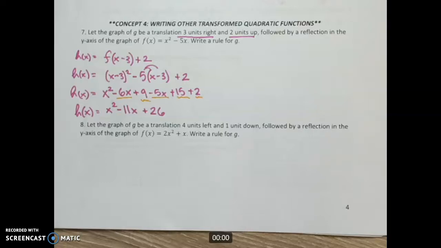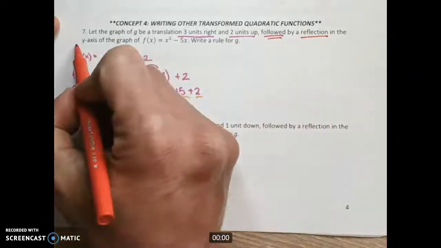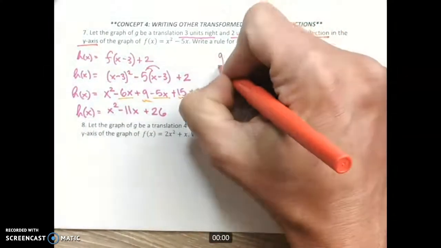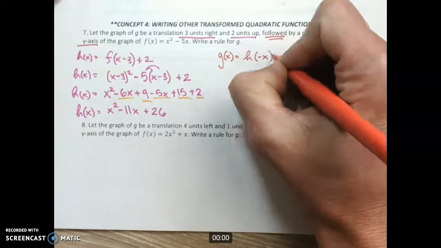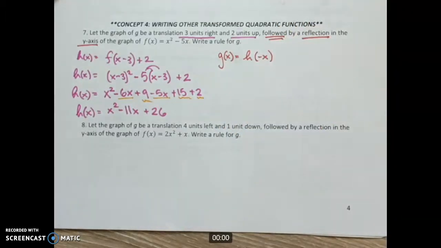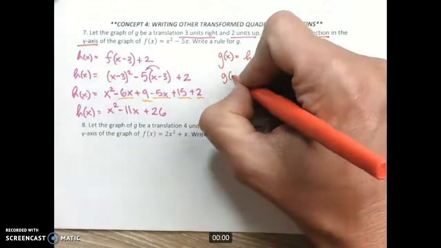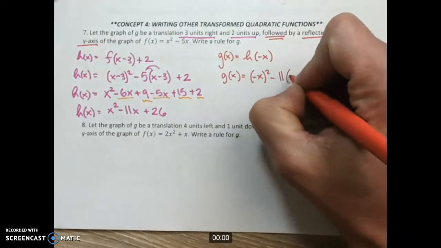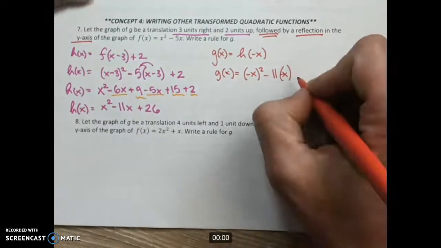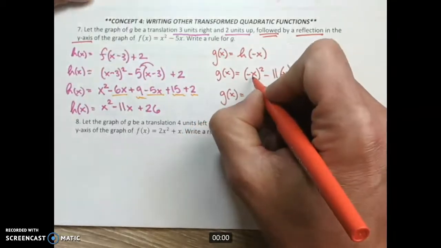I have to go back and do a reflection in the y-axis. Okay, so now g of x equals what? Well, it's h of the opposite of x in the parentheses for reflection of the y-axis. So now, with all my x's, I replace that with negative x. G of x equals negative x squared minus 11 times negative x plus 26. G of x equals negative x times negative x.